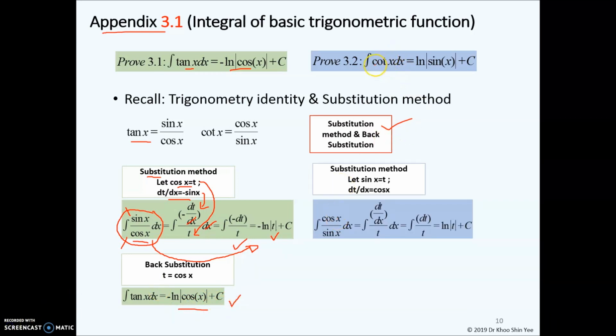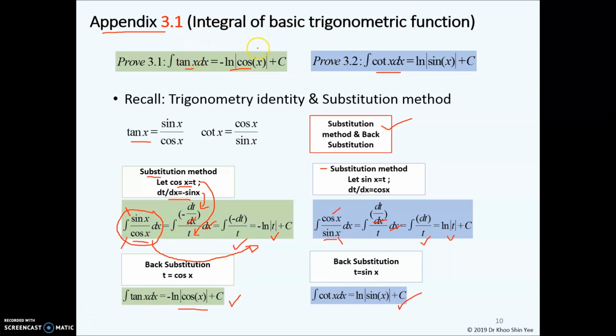We can use the same approach to integrate cotangent x. Cotangent x is 1 over tangent, and 1 over tangent is cos x over sine x. If you differentiate sine, you get cos. Therefore, we can use the substitution method. We let t equal to sine x here. You take dt over dx, you get cos x. So we get this answer. And then dx can be cancelled off, you get dt over t, and then when you integrate 1 over t, you get ln. Next, you do the back substitution, substitute the t inside, and this is your final answer.